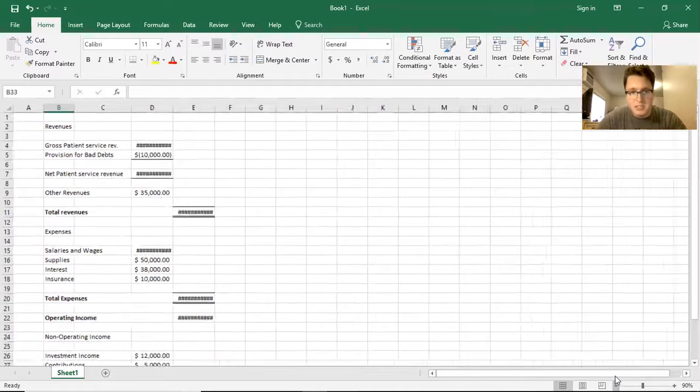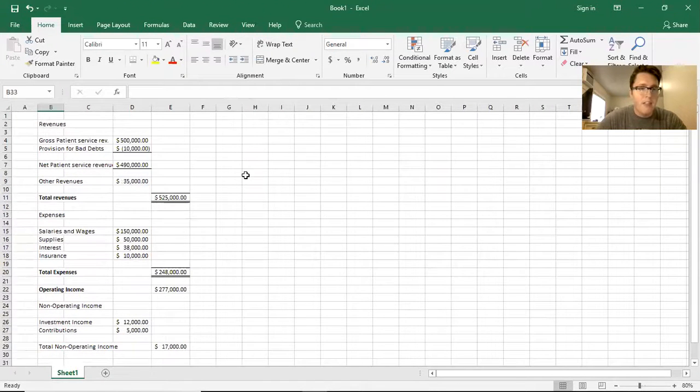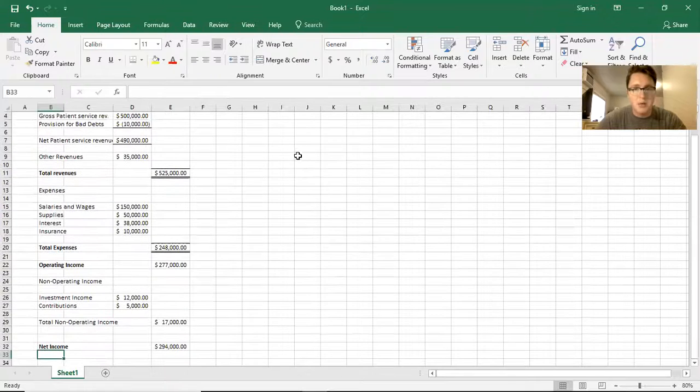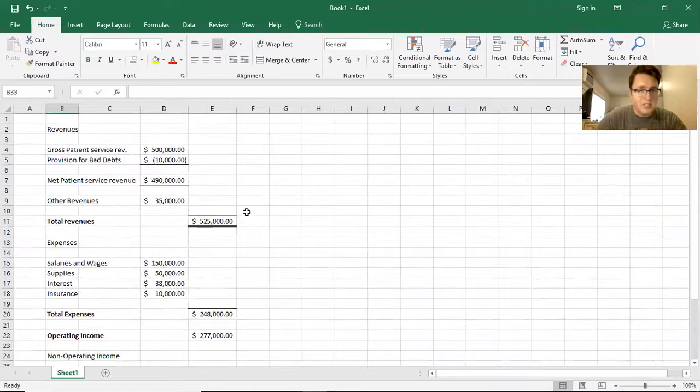Let me see if I can minimize this so you can see the whole thing. I know it's kind of small. Sorry about that. I guess it's not going to work out too well. So there's an income statement. Do you guys have any questions about the income statement or how to set it up?